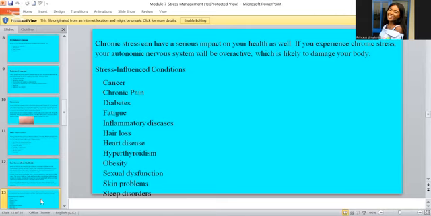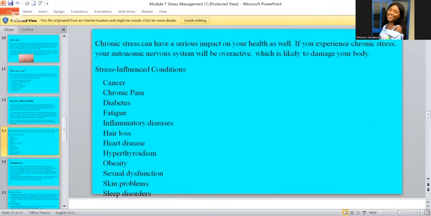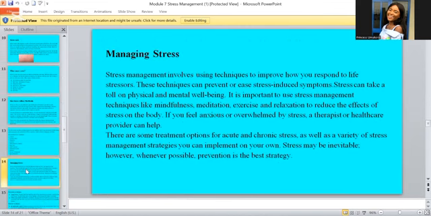If you experience chronic stress, your autonomic nervous system will be overactive, which is likely to damage the body. Some stress-influenced conditions include cancer, chronic pain, diabetes, fatigue, inflammatory diseases, hair loss, heart disease, hypothyroidism, obesity, sexual dysfunction, skin problems, and sleep disorders.